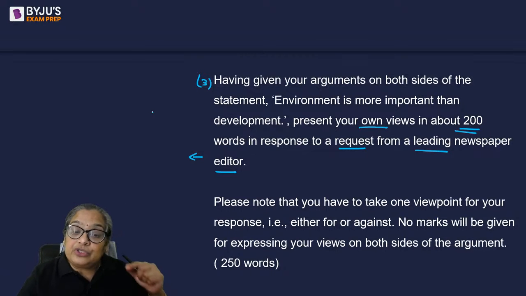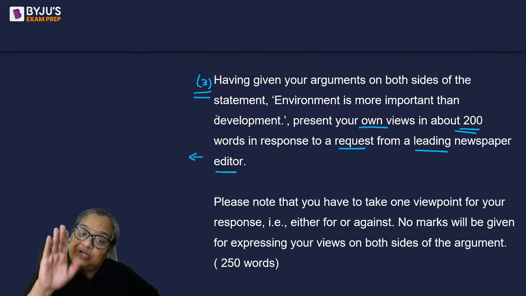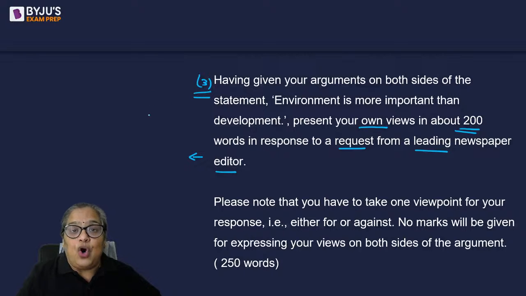Hello, Vatan. So that is what you need to write. This 200-250 word essay, that would be a third essay, would be your own view, but you have to take a clear stand on the issue.